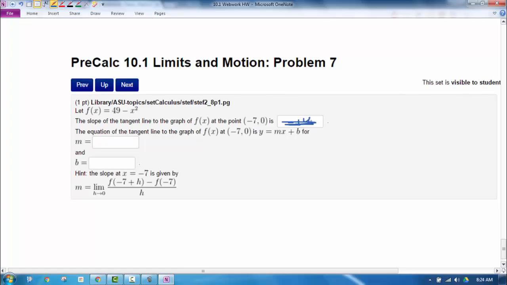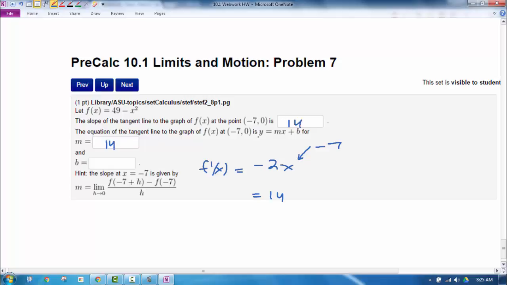The next problem, number 7, says we want to find the slope of the tangent line, so we're going to do the derivative. I'm going to use the power rule again, which gives me negative 2x. If I multiply the exponent down and lower the exponent by 1, the constant goes away again. So there's my derivative. And then at negative 7, if I plug in negative 7 there, I get 14. So that's my derivative, which is also my slope of the tangent line at that point.